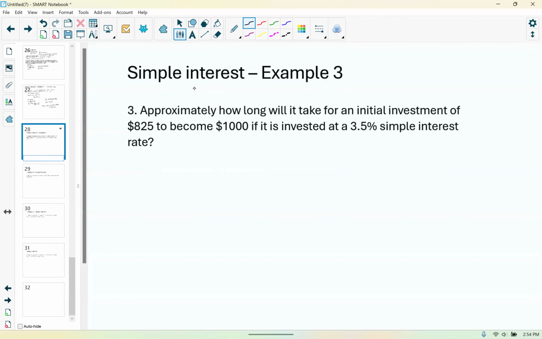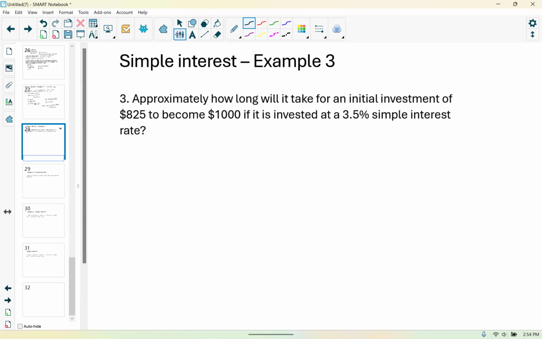Okay, so for our third example, we want to see approximately how long will it take for an initial investment of $825 to become $1,000 if it's invested at 3.5% simple interest. Okay, so we are trying to find how long, which means we're trying to find T, the time. Okay. We know the initial investment is $825. Initial investment is always the principal. So again, what we initially borrowed or invested is the principal. We want it to become $1,000.